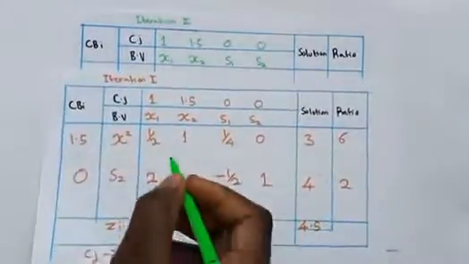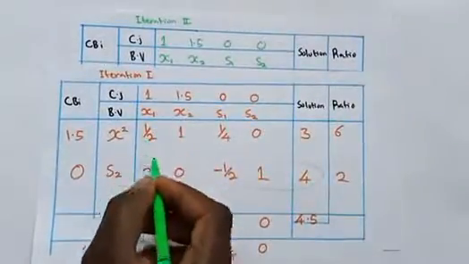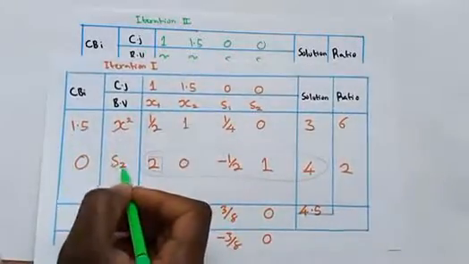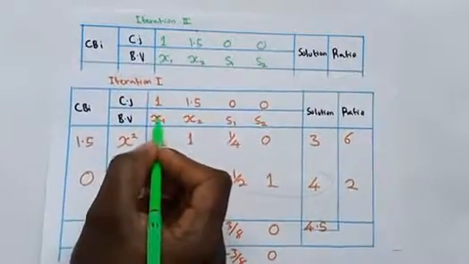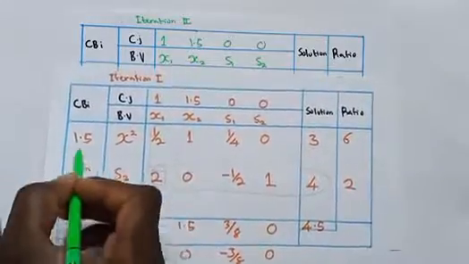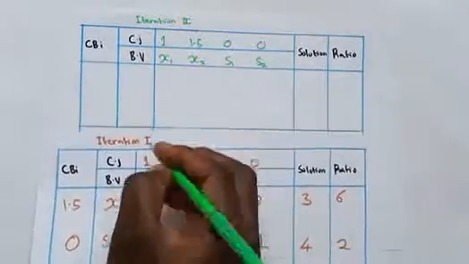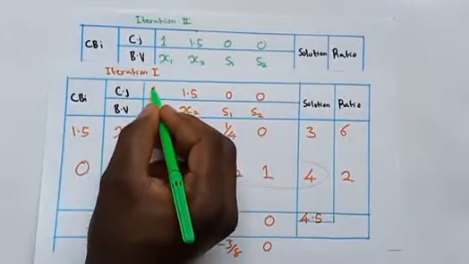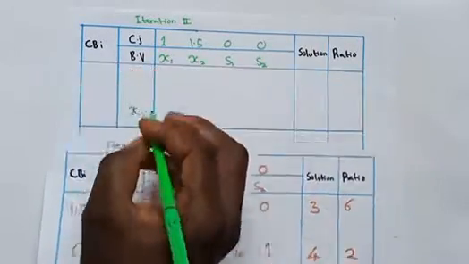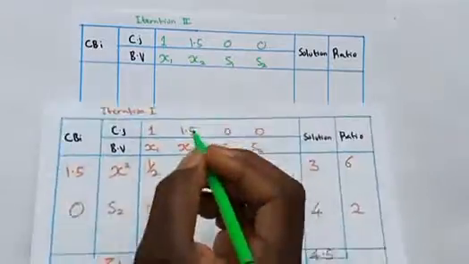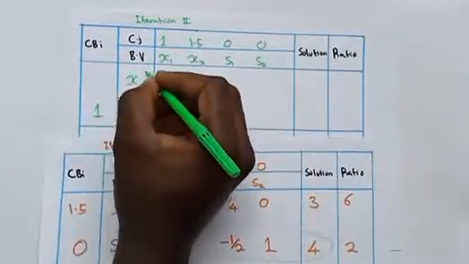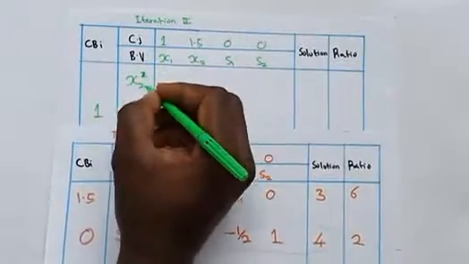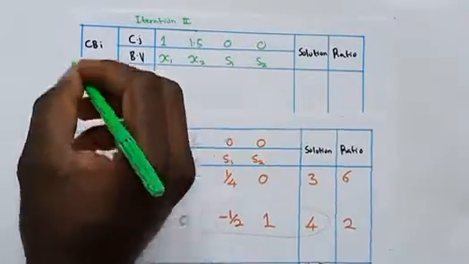From the last table, this is the key column and this is the key row. So here is the entering variable, whereas here is the leaving variable. Therefore, x1 is the entering variable and s2 is the leaving variable. So x1 is here, which is the entering variable, and the coefficient of x1 here is 1. So here we have 1. S2 still remains the same, 1.5.